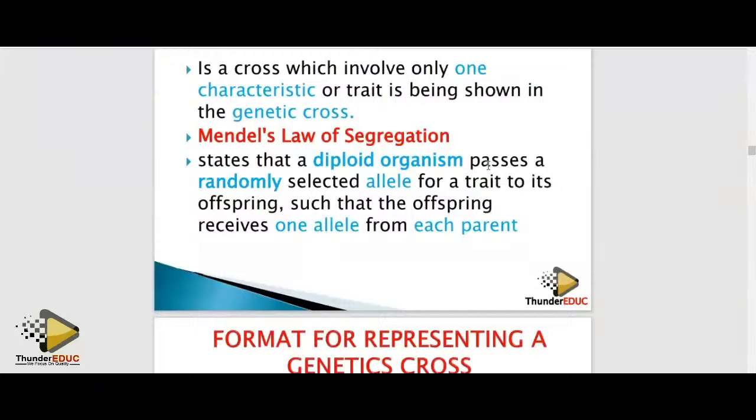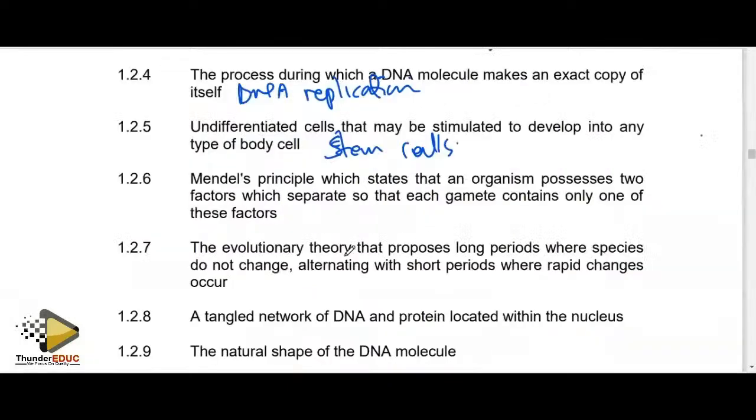So here they are saying that the diploid organism passes alleles randomly. We don't know which one it is, but it happens randomly. The selected allele for a trait goes to the offspring. How do you pass this? We pass them through gametes, such that the offspring receives one allele from each parent. So this is Mendel's law or principle of segregation. So our answer here comes back to Mendel's principle of segregation.